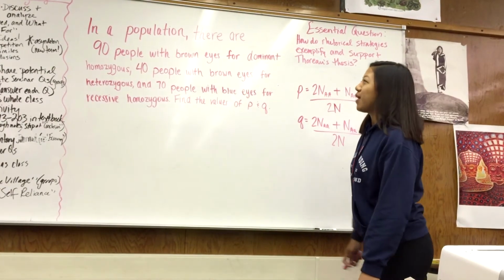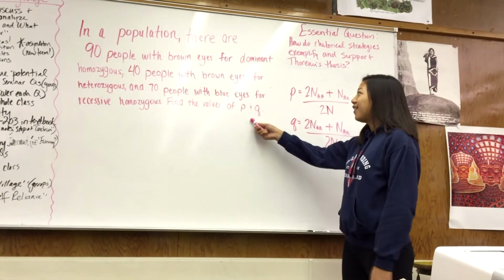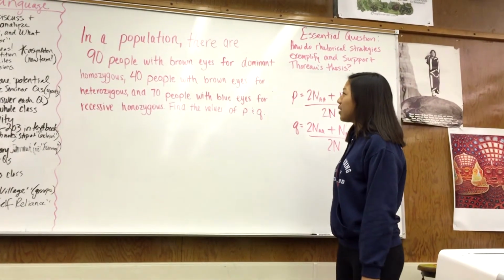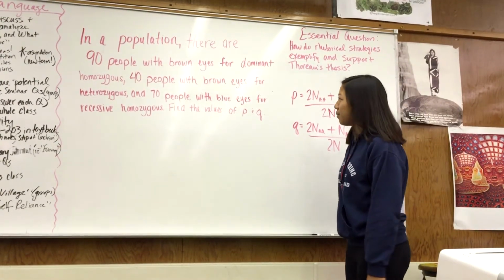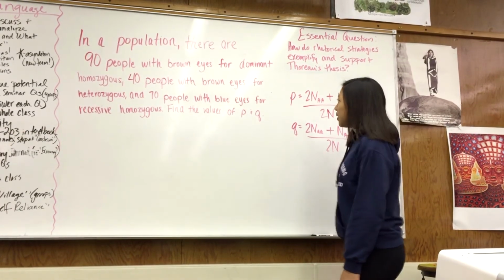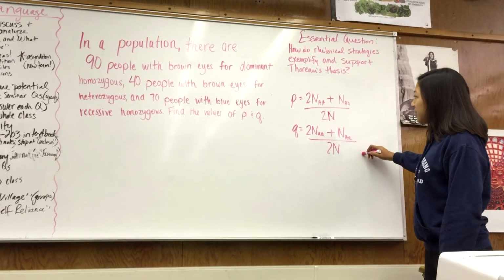So for the first problem, sometimes you start off with the genotypes and want to get your way to the allele frequencies. In a population, there are 90 people with brown eyes for dominant homozygous, 40 people with brown eyes for heterozygous, and 70 people with blue eyes for recessive homozygous. Find the values of p and q. These two equations are the ones you would use to find the values of p and q.